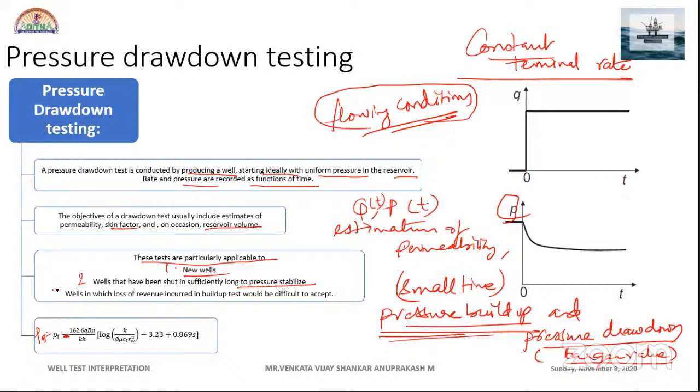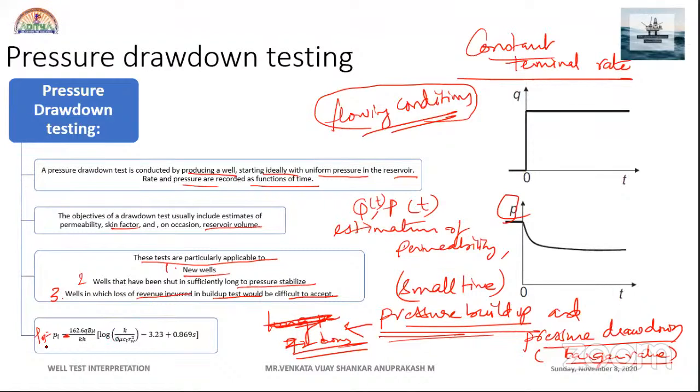Third one, wells in which loss of revenue incurred in the buildup test would be difficult to accept, because the well has been shut down for a long period of time. Long means in terms of days, like 72 hours. Depending on our duration, sometimes we'll do it for 72 hours or more, because arranging that setup is a very difficult task. You will learn about that in well test operation.